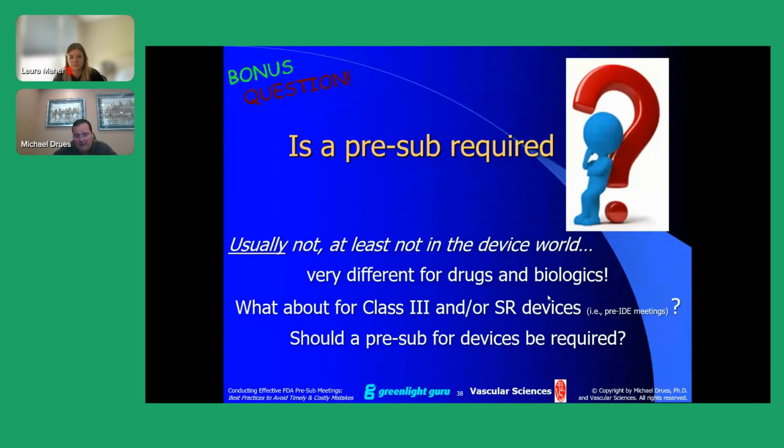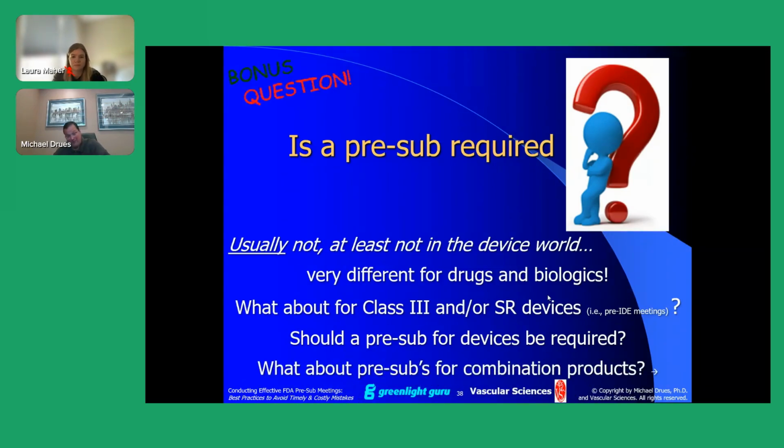Should a pre-sub for devices be required? Well, that's an interesting question. I personally think there's a lot of advantages to doing them. There are some disadvantages as well. But like I said, in my practice, nearly 100% of the time, I would say 98, maybe 99% of the time, I usually recommend a pre-sub.